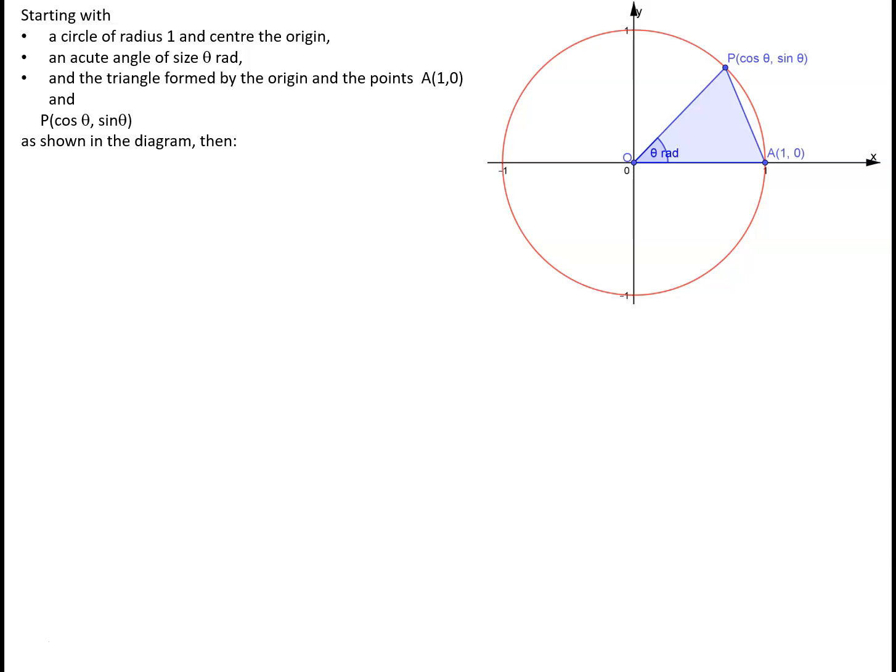If we start with a circle of radius 1 and centre the origin, and we have an acute angle of size theta radians, and we form a triangle based on the origin, the point 1, 0, and the point cos theta, sine theta, which will also lie on the circle, then it's fairly clear that the area of the triangle OAP is going to be smaller than the area of the sector OAP.